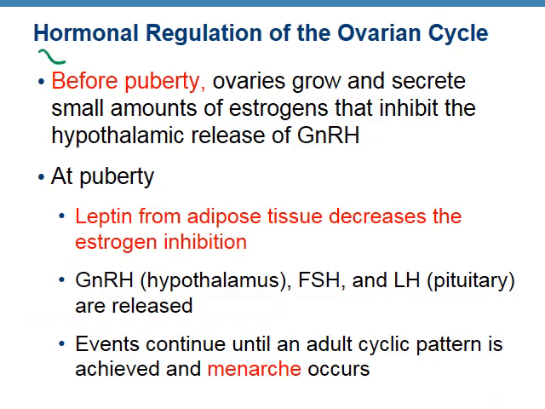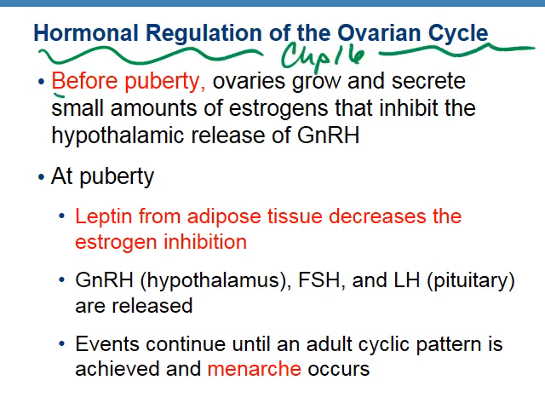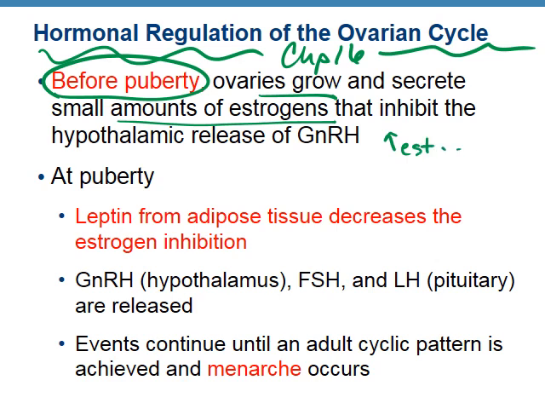Our favorite topic, hormone regulation, chapter 16, woohoo! Okay, before puberty, the ovaries are going to grow and they're going to secrete small amounts of estrogen. So we've got a little bit of estrogen here, and that's going to go back to the hypothalamus and inhibit the release of GnRH, gonadotropin releasing hormone. So we're inhibiting the release of GnRH. So if you have no GnRH, that means you have no FSH, that means you have no LH.